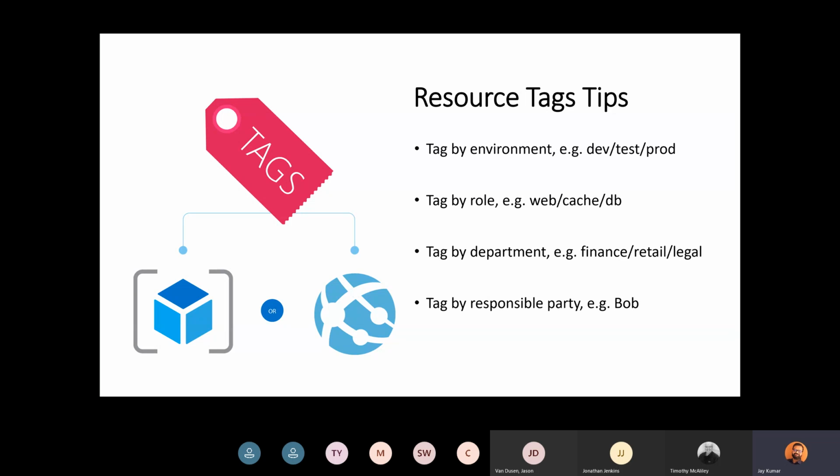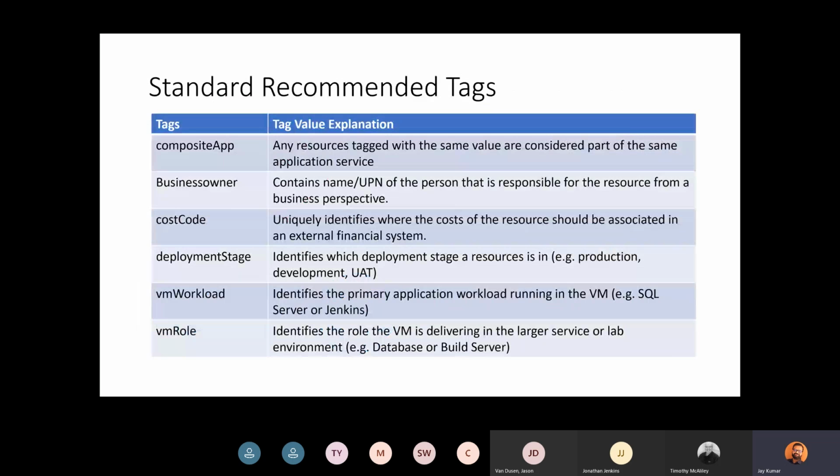Resource tag tips: you can have environment, dev, test, prod, then you can tag by role, web, cache, database, departments, and then tag by responsible party and all that. You can even tag with the contact numbers, so if something happens, you'll immediately have that access. These are some of the standard recommended tags. There is a bunch of documentation in Azure, and if you go and look at it, you will have tags around all these things. It basically provides you some best practices around how to tag.